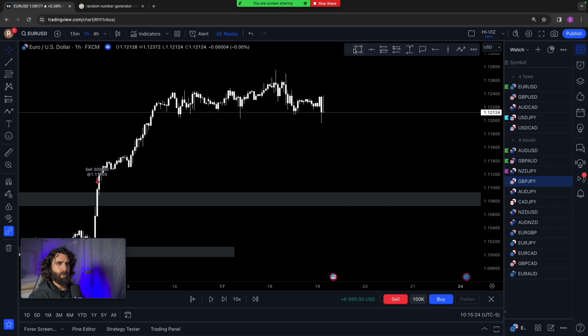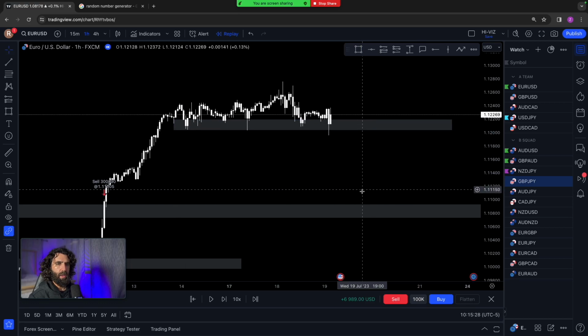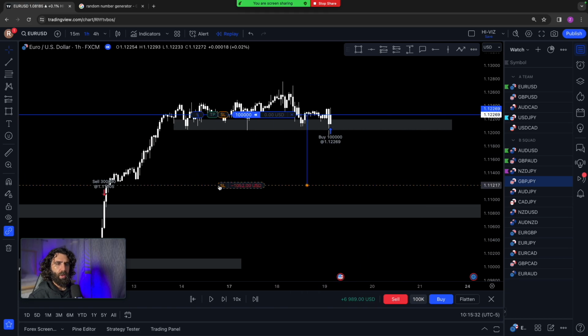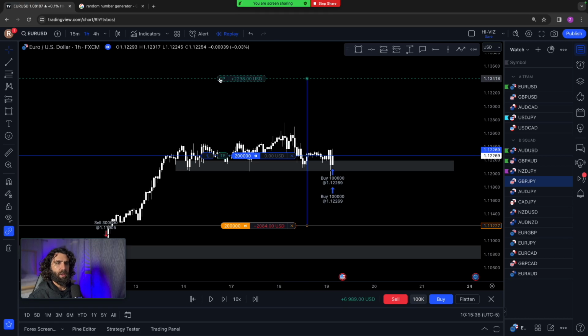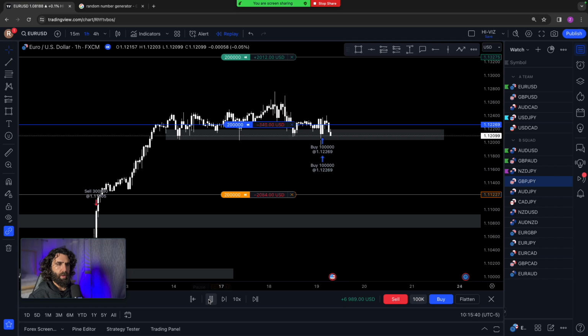Okay, so let's just say we're using this as a support zone for the sake of support and resistance. And we're going to buy. It's in an uptrend, and we're going to buy at support. We're going to go stop loss way down here. $2,000 of risk. Take profit, $2,000. And we'll manage the trade.